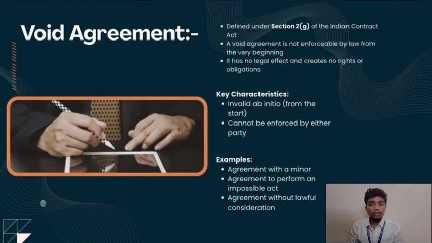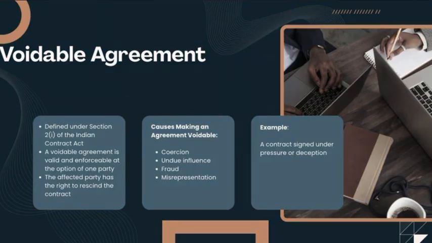There are some examples also. First, an agreement with a minor. A minor is not legally competent to enter into a contract, and any agreement with a minor is automatically void. Second, an agreement to perform an impossible act. If the task agreed upon cannot be done, for example flying without a machine, the agreement is void because the law does not support an impossible act. The third one is an agreement without lawful consideration. Consideration means something of value exchanged. If there is no lawful consideration, the agreement has no legal effect.